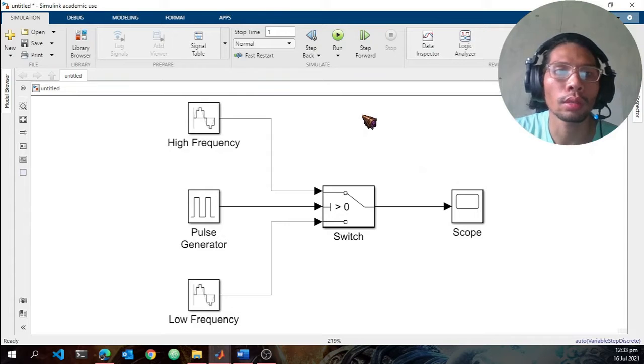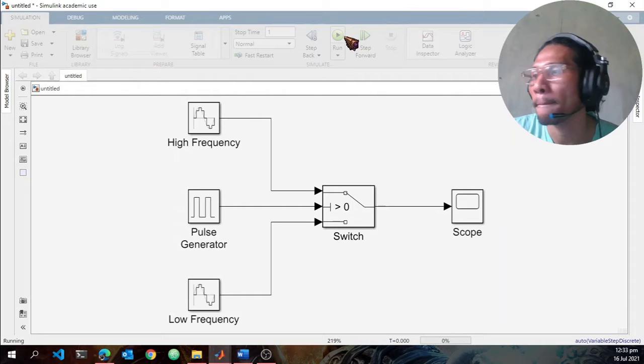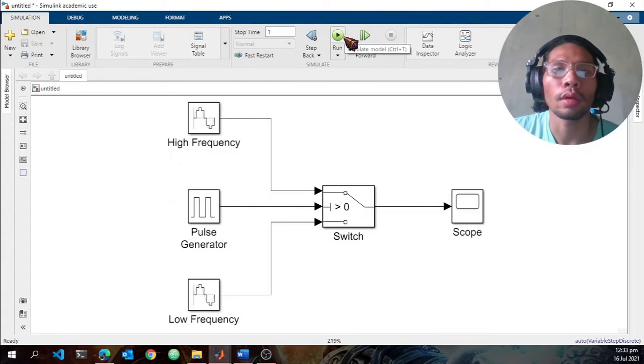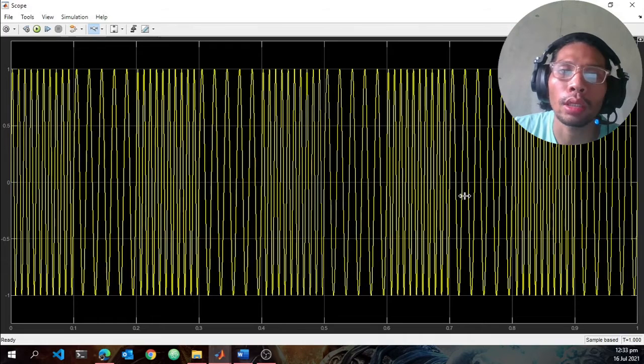Now we can simulate our block diagram using Control T or clicking the run button for a stop time of 1 second. After that, we need to click on the scope so that we can see the output signal, or the FSK output signal.